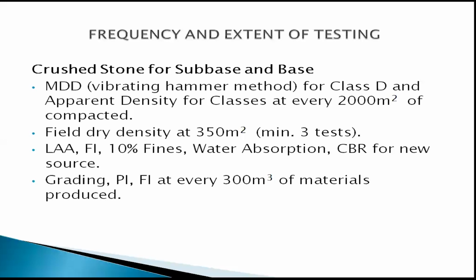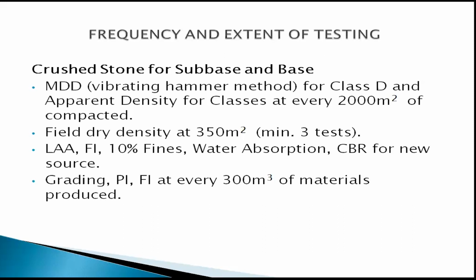Where we are using crushed stone for base and sub-base, we will need to determine the maximum dry density using the vibrating hammer method for class D and apparent density for classes A, B, and C. I will amend my presentation. I think it didn't come here, but I will amend it. So for class D, you have to use the vibrating hammer to determine the MDD. And then for crushed rock classes A, B, and C, we have to use the apparent density method to determine the MDD for every 2,000 meters squared of compacted layer.